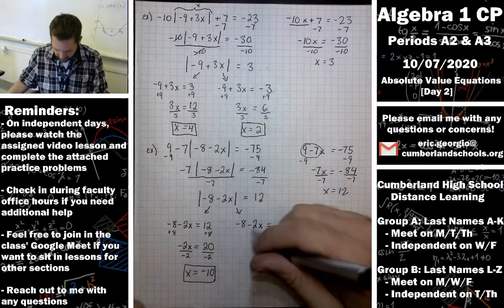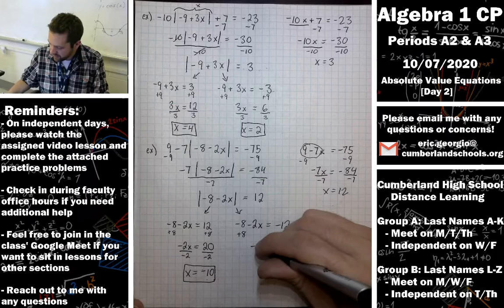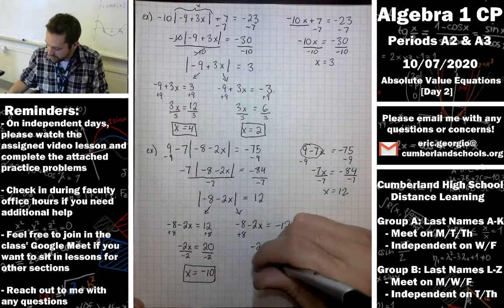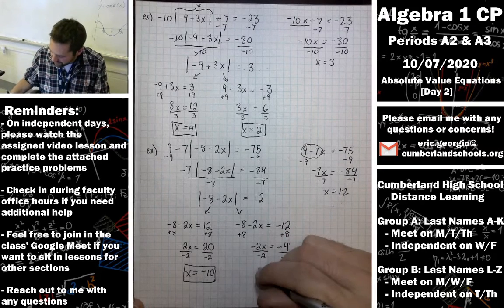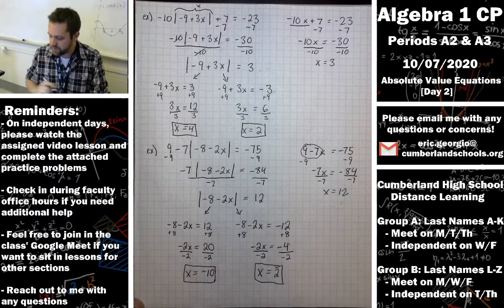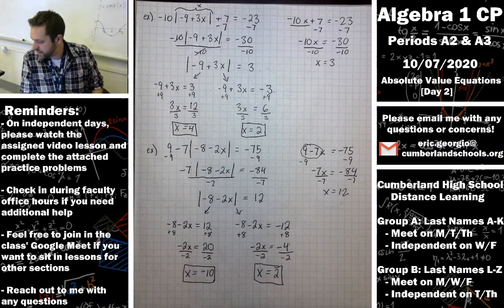And then over here, I would add 8, gives us negative 2x is equal to negative 4. And lastly, divide both sides by negative 2. Negative divided by negative, I won't mess it up this time, that's a positive. Negative 4 divided by negative 2 is positive 2. All right, so hopefully that makes sense.